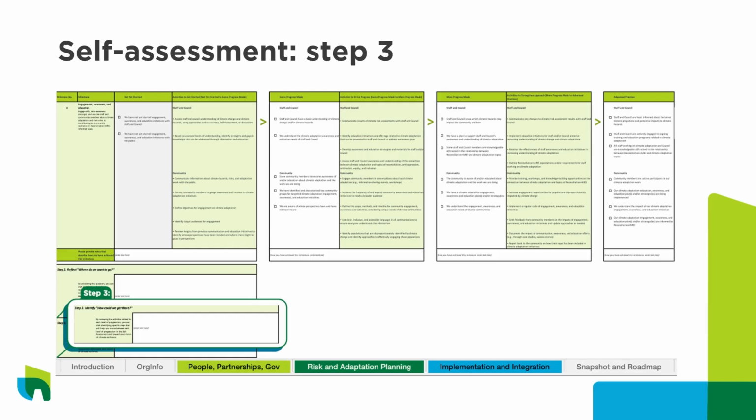The final part of the self-assessment is Step 3. Identify, how could we get there? This step is about choosing the actions that will help your local government make progress in the priority areas from Step 2. You will repeat this 3-step process for each of the 3 pillars to complete your self-assessment.